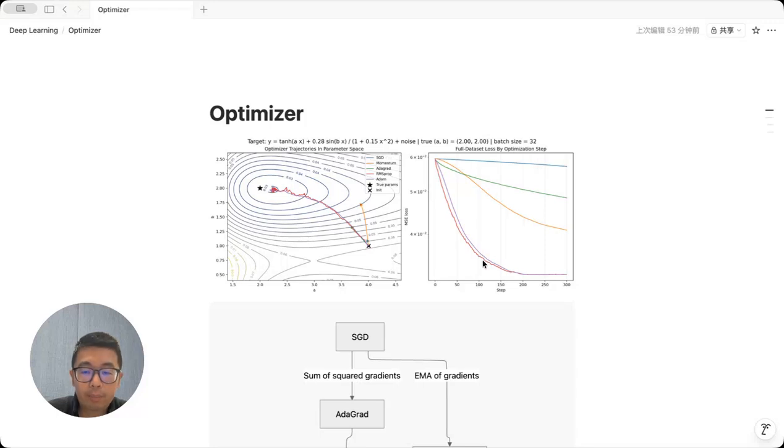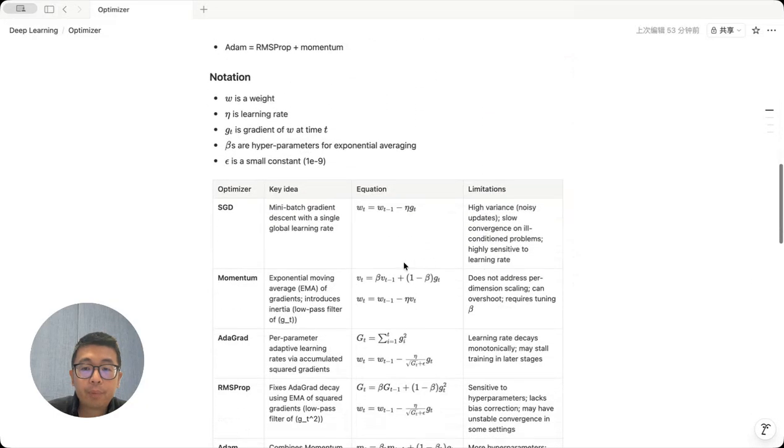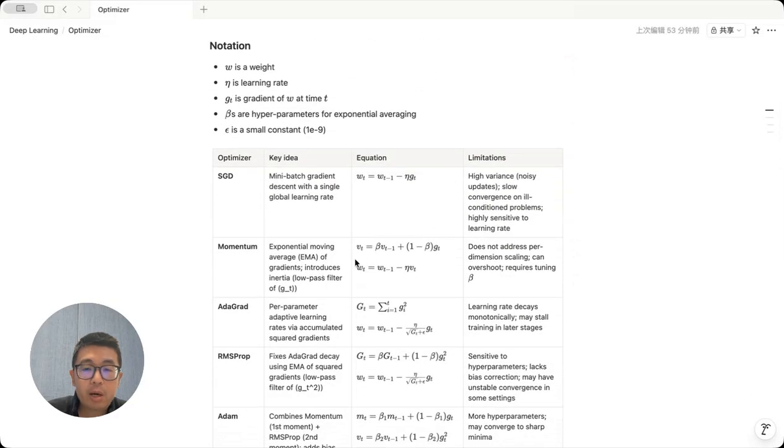as shown in the blue line. Momentum comes from a very natural idea. Don't just trust the current step. Remember where you are going.